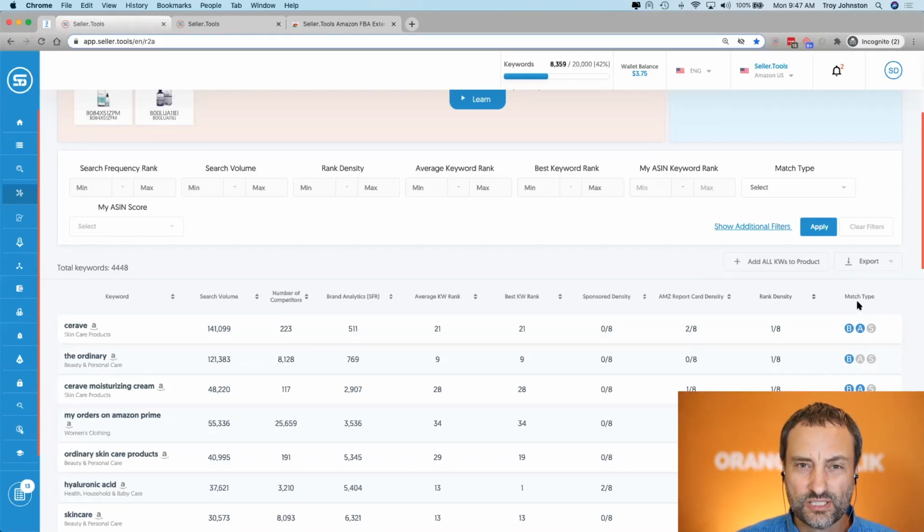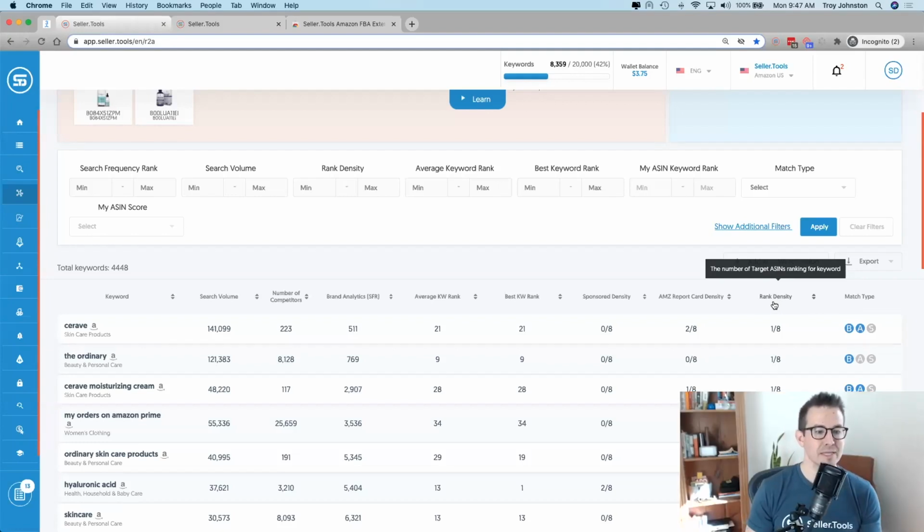Sorry, could you explain what does it mean rank density? Or more in detail, what does it mean 1/8? So that means of all of those 8 ASINs, only one ranks for that keyword.